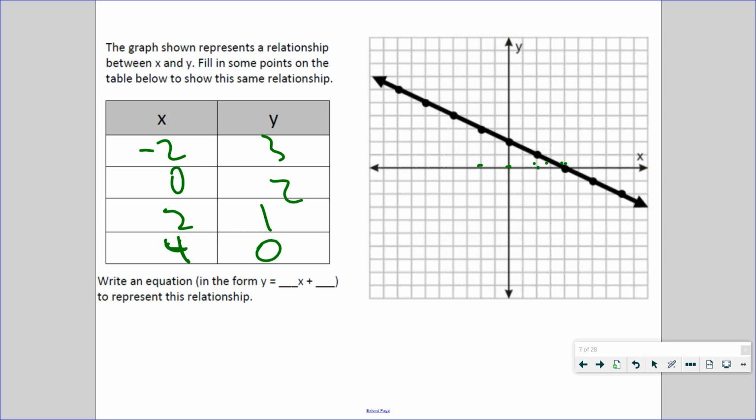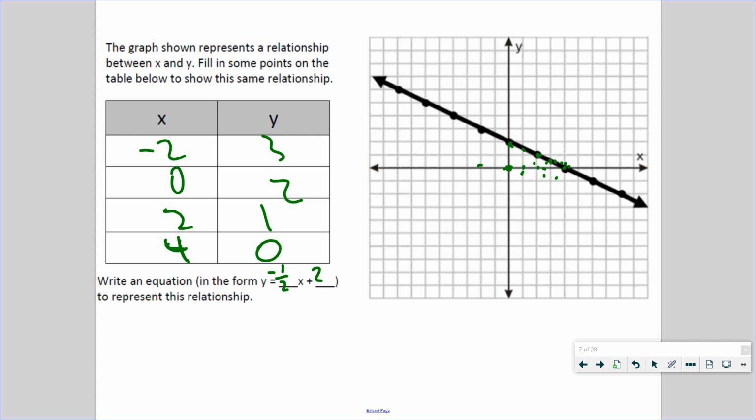So we always look at the origin as our hint. It starts at 2. It is going down 1 every 2 spaces. Or another way to say it is, on the x-axis, every 1 is going down half. Then it went down half, half, half. So it's negative half x plus 2.